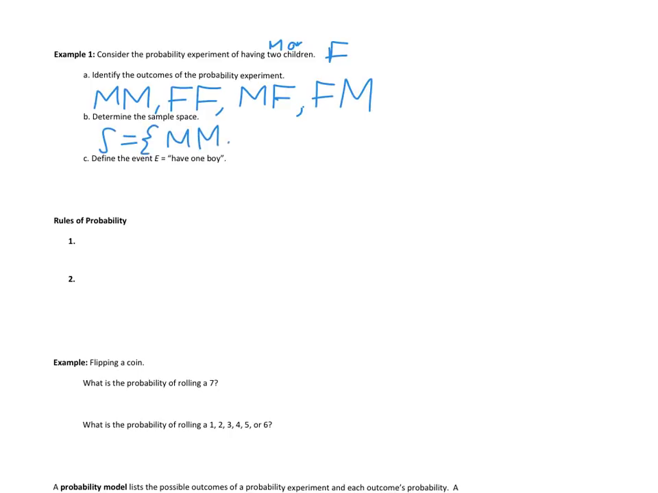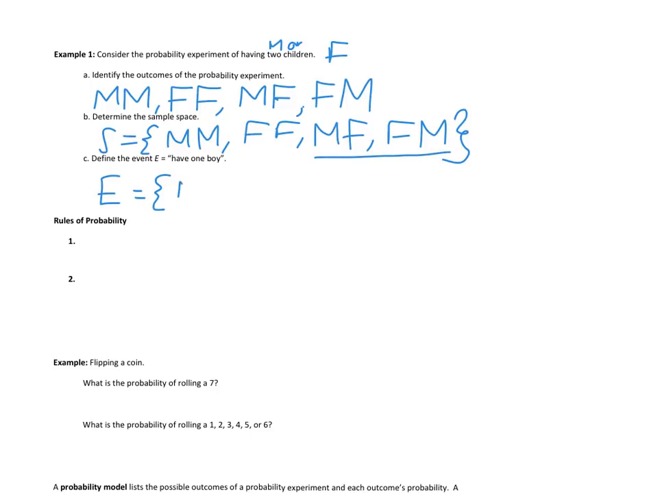So the only difference between A and B is we're putting part A as a collection, as a set, and that's our sample space. All right, and then we want to define event E to be have one boy. So event E, we need a bracket notation. Have one boy, that's these last 2 options. So there's 2 outcomes to have a boy.